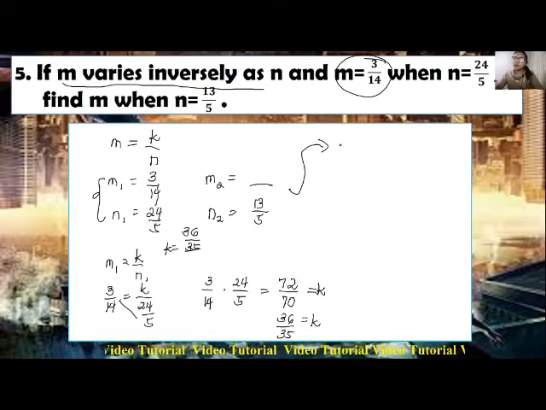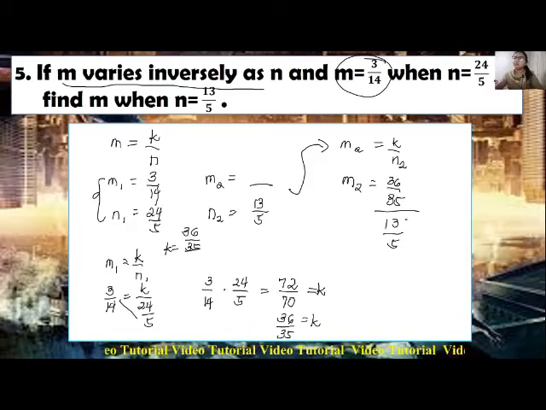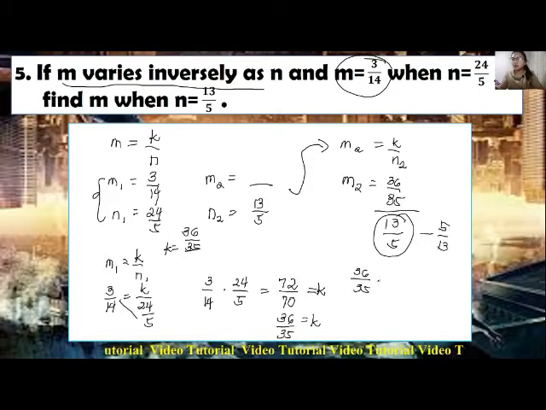Now we find the value of m sub 2. So m sub 2 equals k over n sub 2. M sub 2 is equal to the obtained value of k, 36 over 35 divided by 13 over 5. Now that we have to divide these two fractions, we get the reciprocal of the denominator. So the reciprocal of 13 over 5 is 5 over 13. After that, we multiply. So 36 over 35 multiplied to 5 over 13 equals m sub 2.